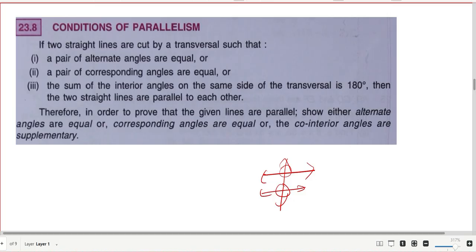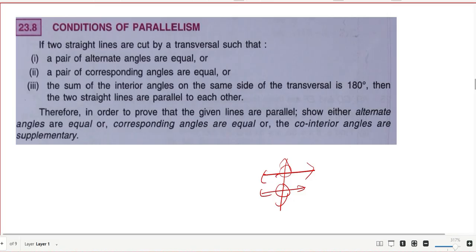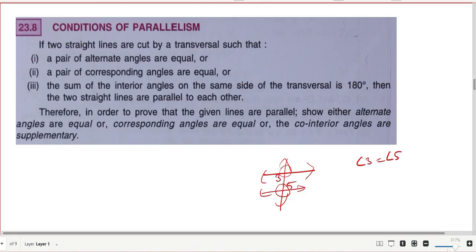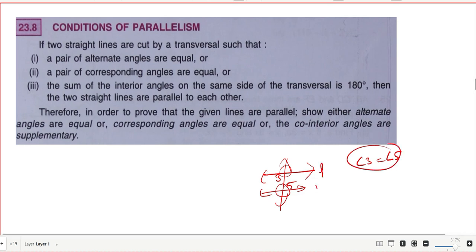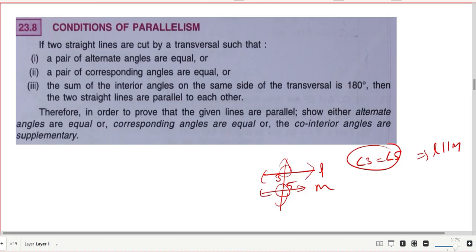So here, if two straight lines are intersected by a transversal such that, first, a pair of alternate angles are equal, then they are parallel. If you are able to prove that alternate interior angles are equal, suppose angle 3 and angle 5 are equal, then we say that line L is parallel to line M. Or else we can prove any other angle, like alternate exterior angles are equal.